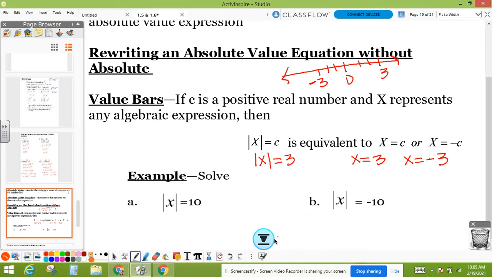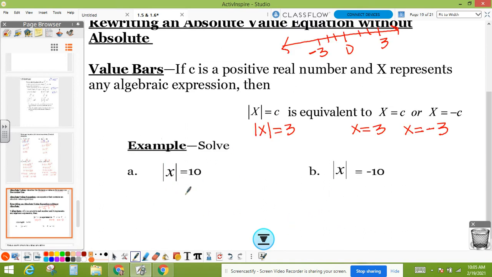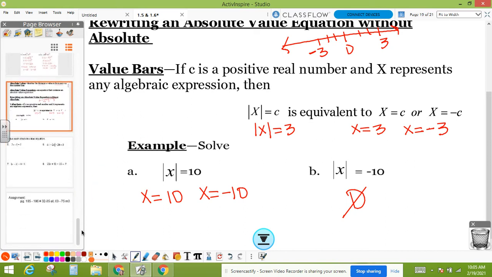So just simply to start with, if I say absolute value of x is 10, then to get rid of the bars, you say x is 10 or x is negative 10. If I ask you for absolute value of x is equal to negative 10, you stop and say, no, you can't do that because distance can't be negative. All right, so let's work with solving some equations.